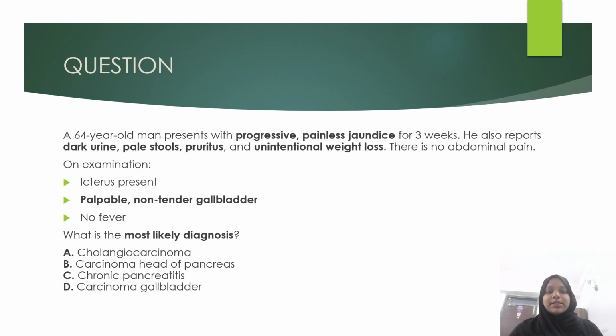Next question, a 64-year-old man presents with progressive painless jaundice for 3 weeks. He also reports dark urine, pale stools and pruritus and unintentional weight loss. There is no abdominal pain. On examination, icterus is present, palpable non-tender gallbladder and no fever. So there is 3 weeks duration, progressive painless jaundice and pale stool, pruritus, dark urine.